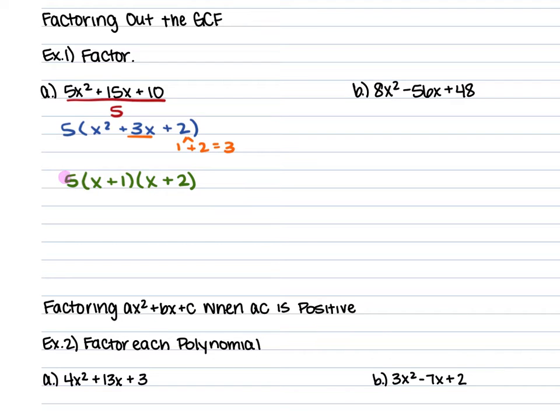If you started by factoring out your greatest common factor, it has to stay with your answer. You can't just forget about it. It doesn't just disappear. You have to include it with your answer.